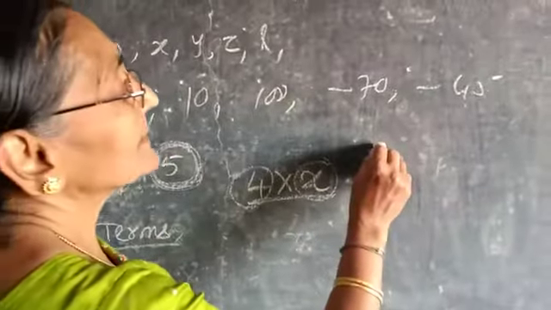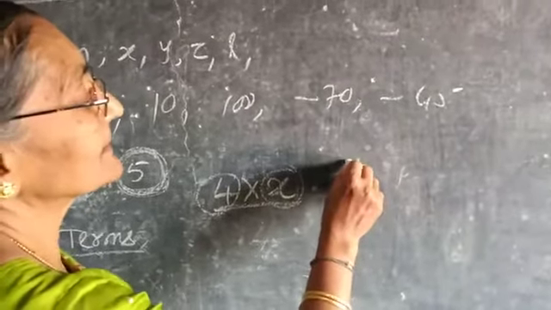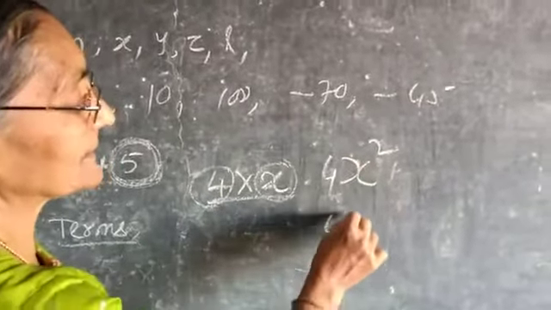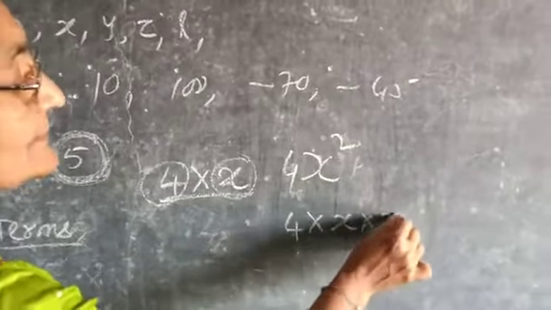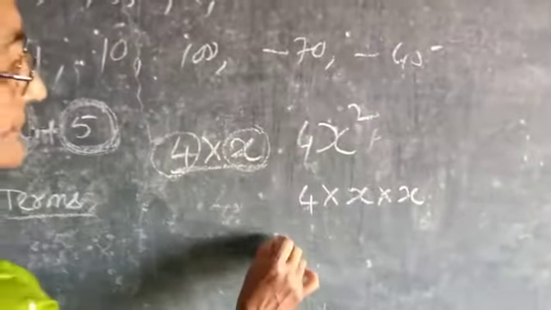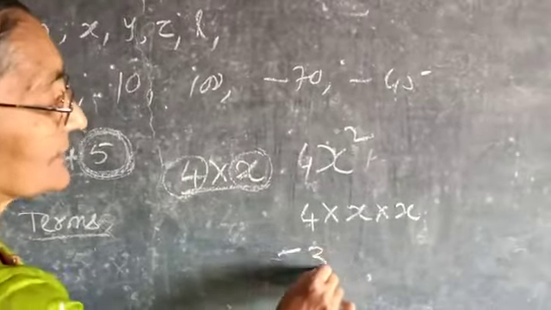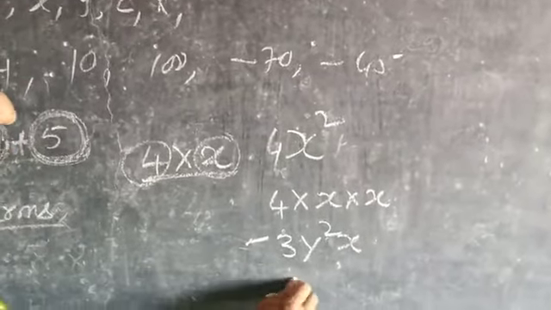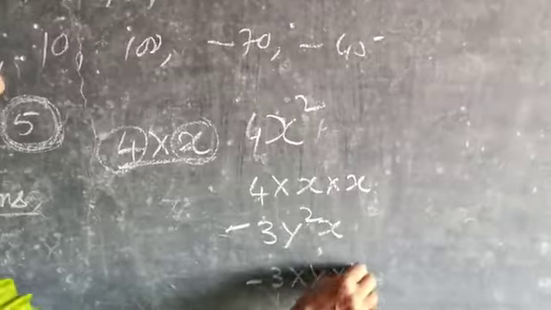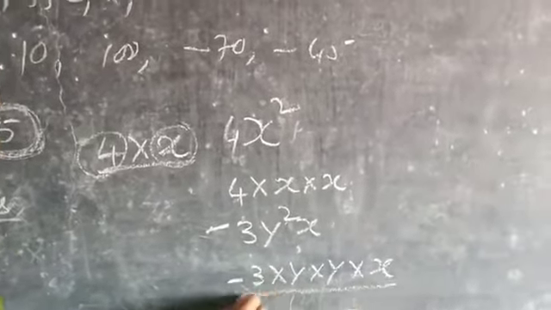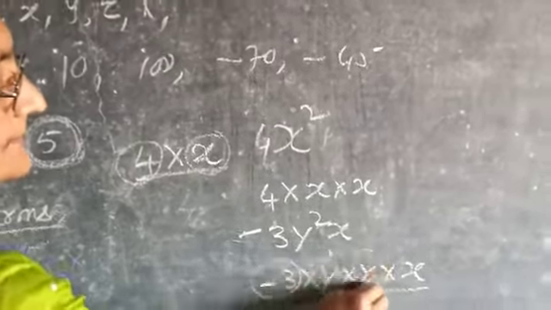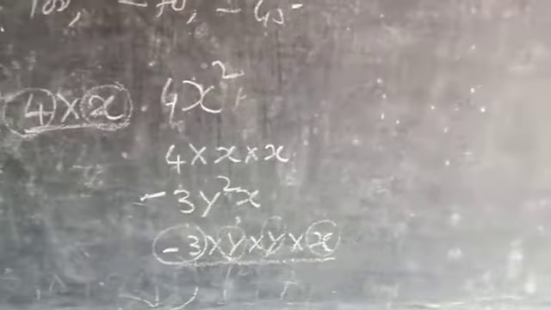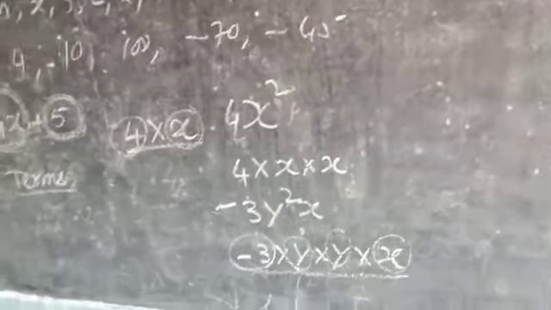Suppose the expression has 4x square. Then what are the factors? 4 into x into x. These are the factors of 4x square. Suppose it is minus 3y square x. What are the factors of that? Minus 3 into y into y into x. These are the factors. Do you understand what the factors are?